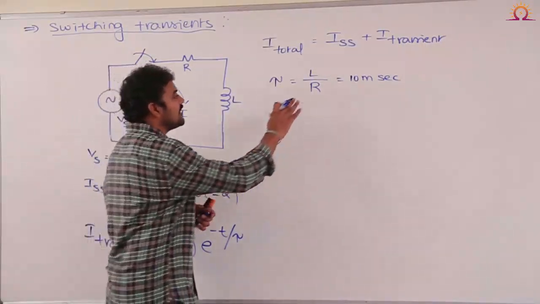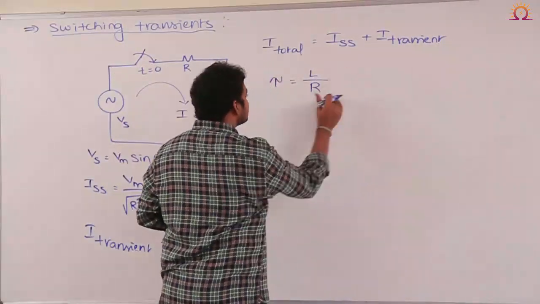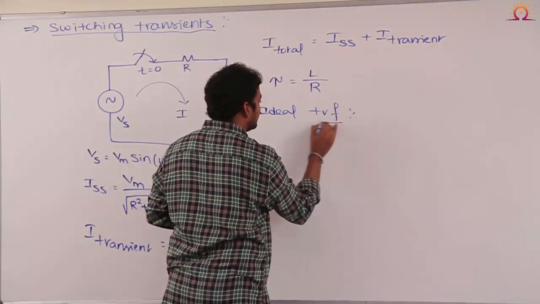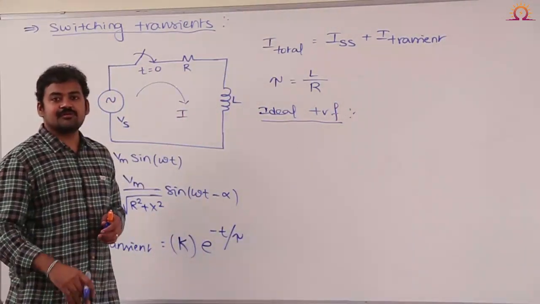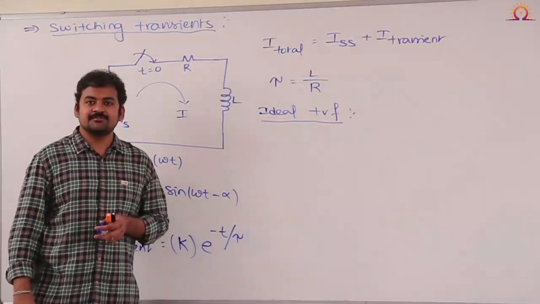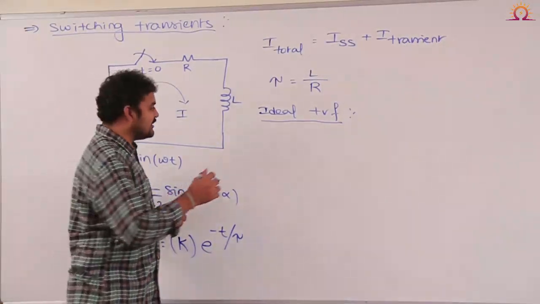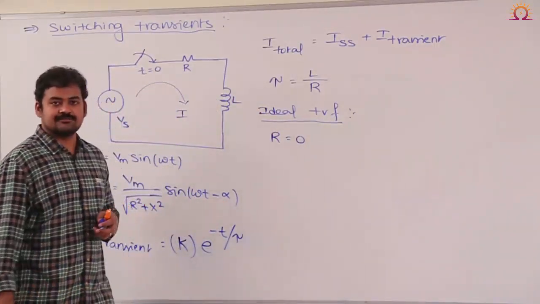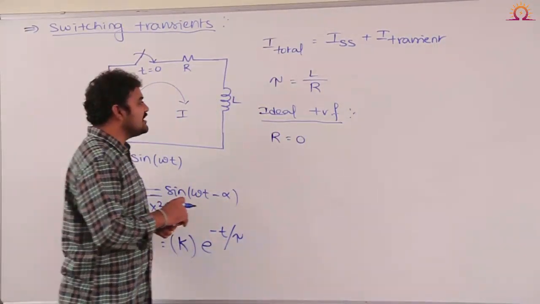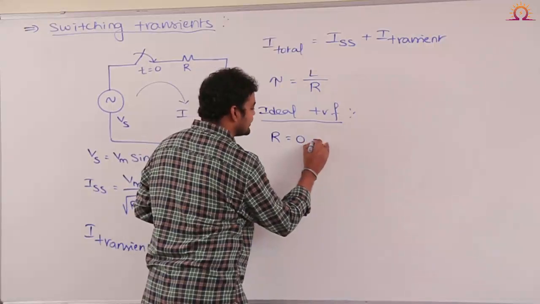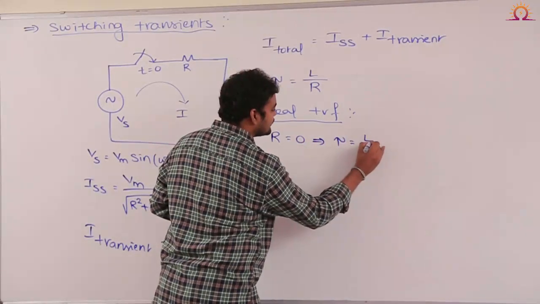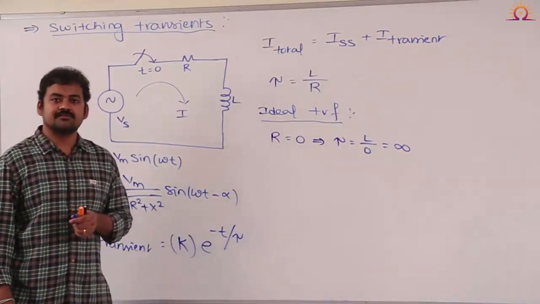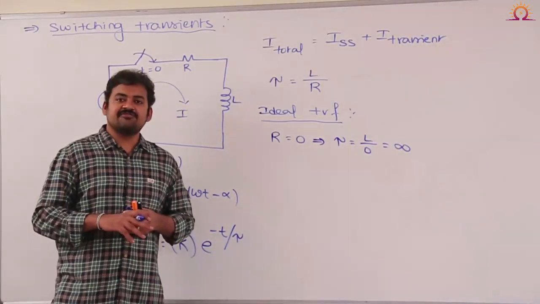Now let me talk about an ideal transformer discussion here. I am talking about an ideal transformer. Can I say ideal transformer means losses can be neglected? If losses are neglected, indirectly the resistance offered by the transformer winding is equal to 0. If resistance is equal to 0, look at this time constant. The time constant will become L by 0. That means indirectly the time constant is infinite. Time constant is infinite seconds.